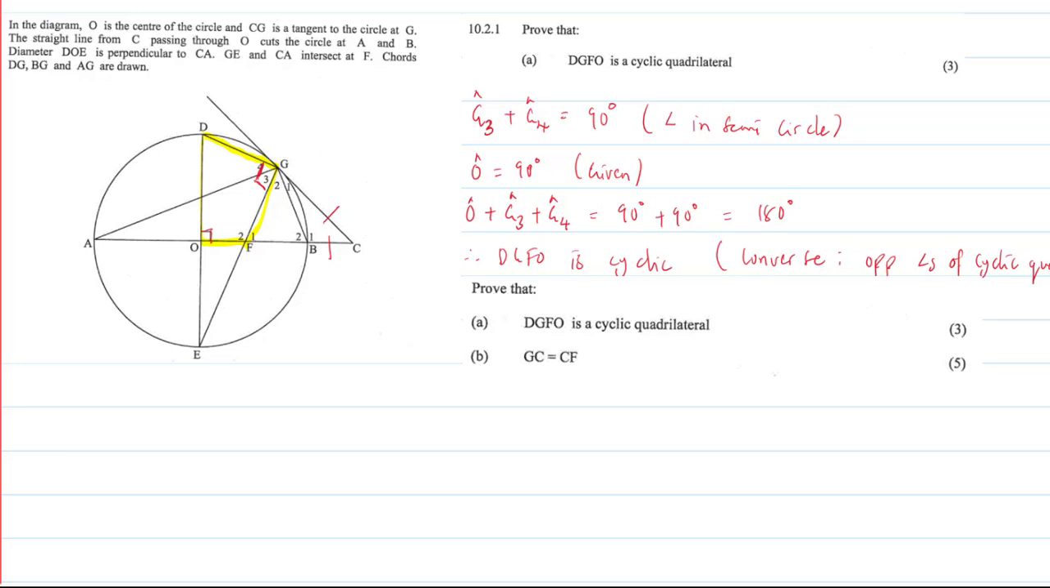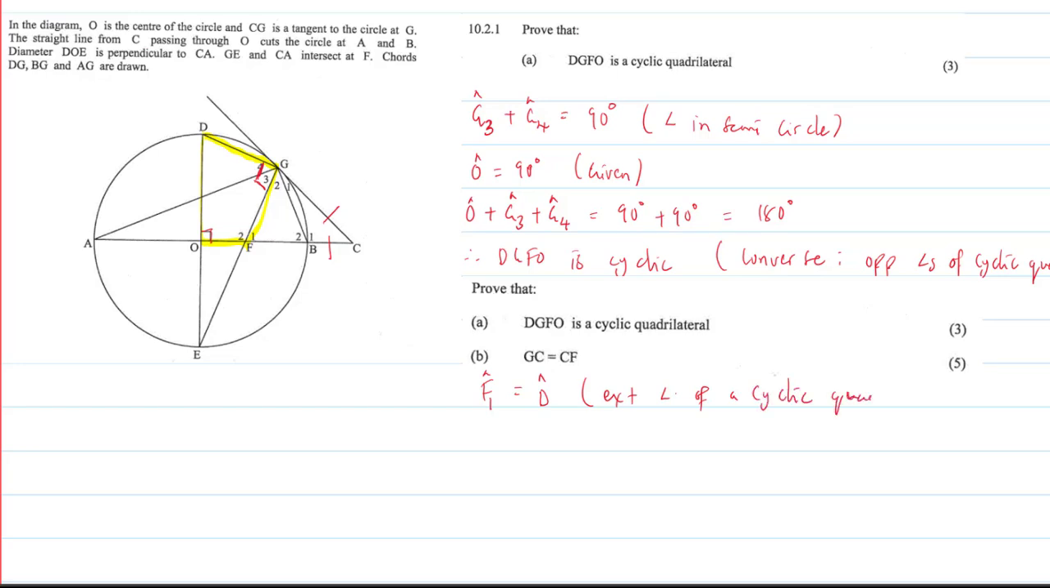In the first part of the question, we've just shown that DGFO is cyclic. So it follows that the angle F1 is going to be equal to the angle D. And the reason for this, I'm sure you will agree with me, is that this is the exterior angle of a cyclic quad.